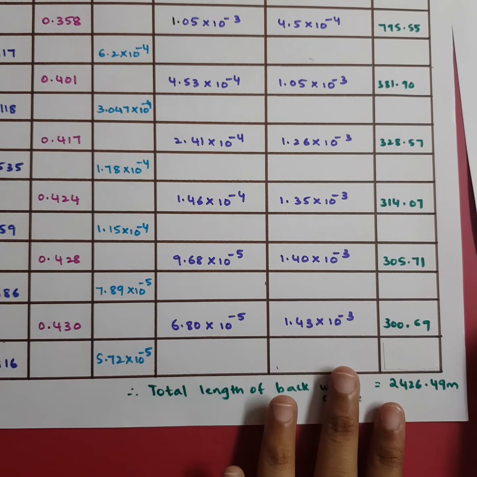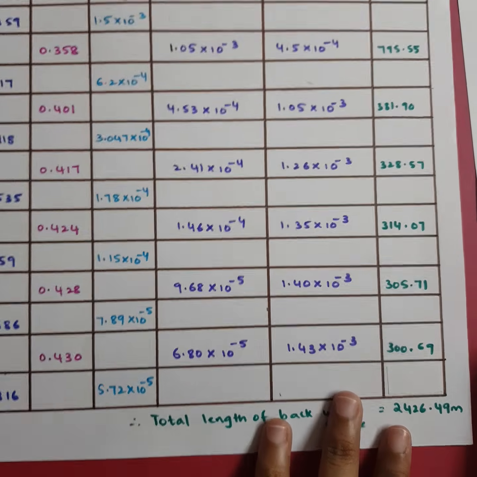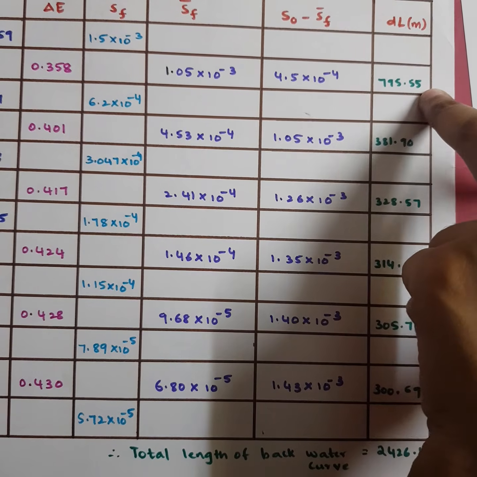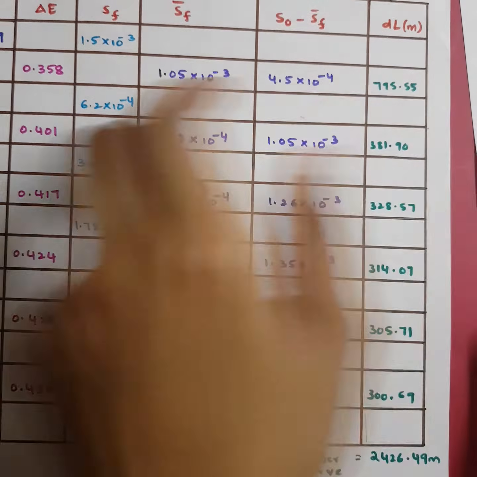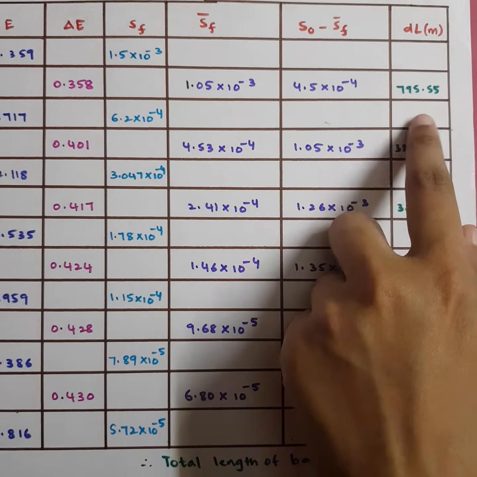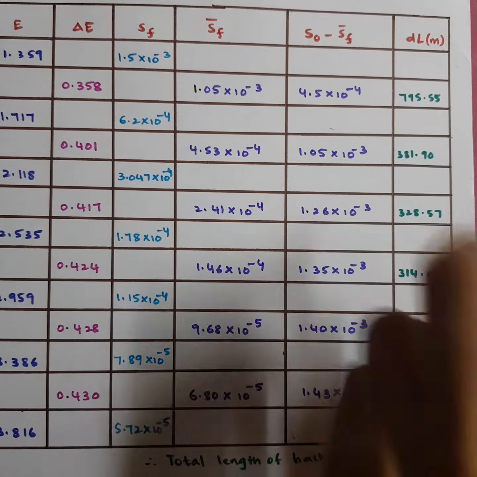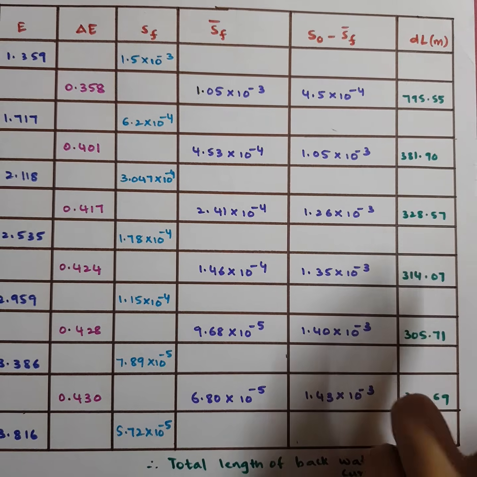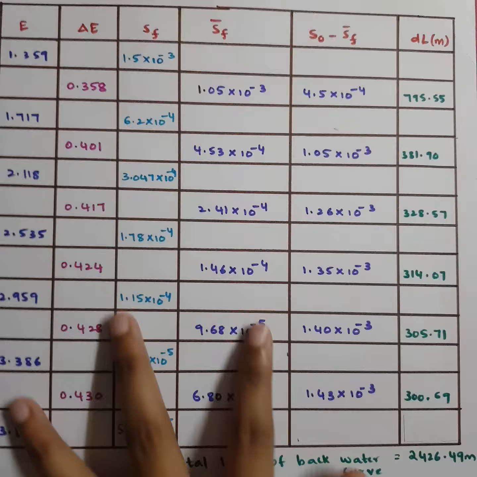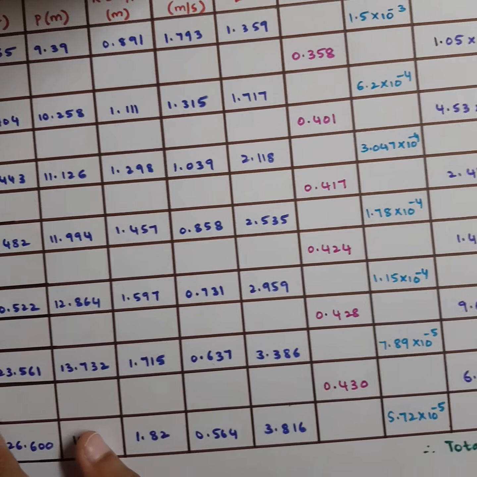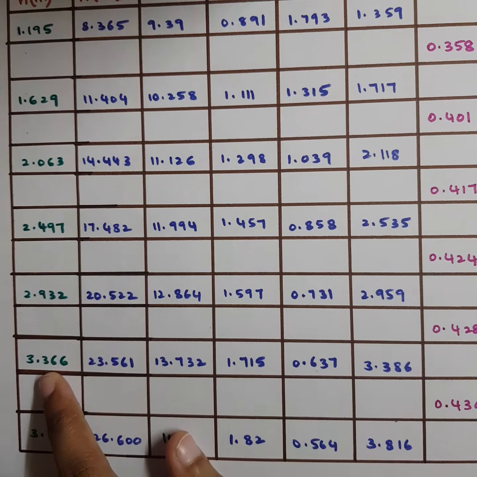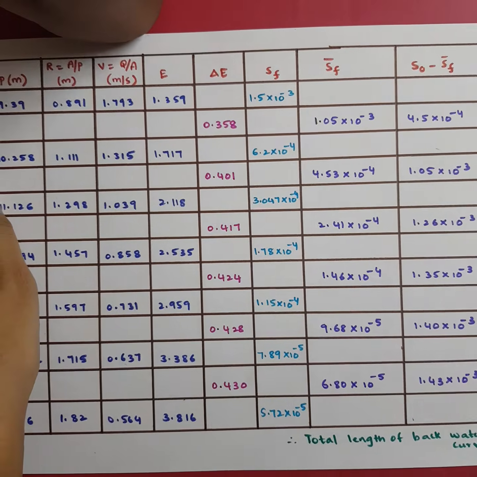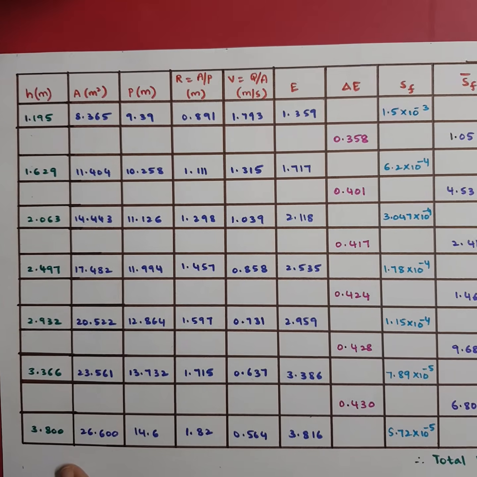And at the end, I told you we want the length of the backwater curve, right? So the length of the backwater curve will be simply the addition of all these values. This DL represents the length of the curve at this depth. It means the depth of 1.195 meters exists for this many meters. Similarly, the depth of 1.629 meters exists for this much length. Similarly, when you come to 3.366 meters height of water, the length was this much. So when you start from 1.195 and end at 3.8, we should note the total length.